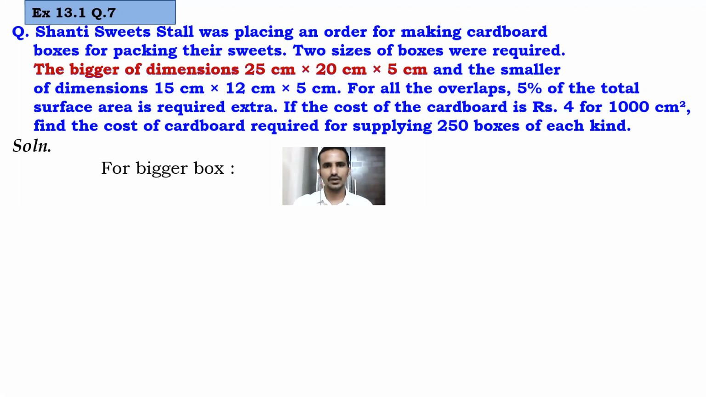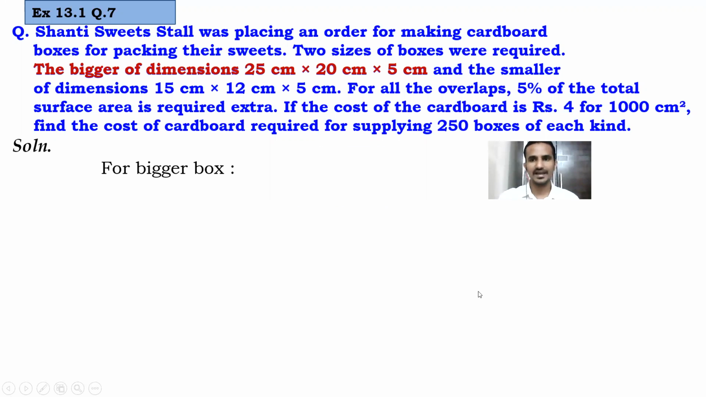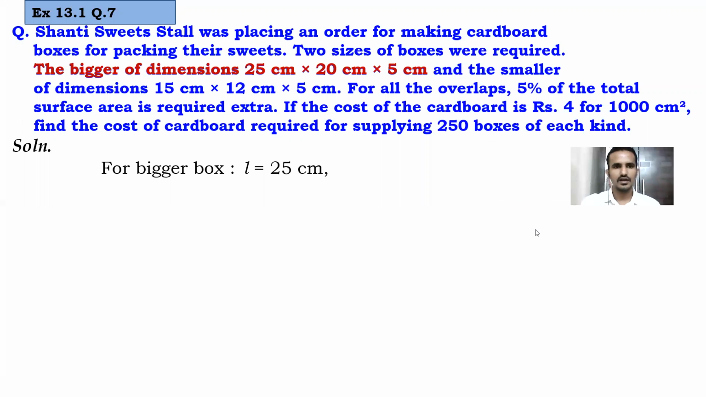So let us first write down the dimensions because there are two types of boxes here. One is the bigger and other one is the smaller. So we'll have two different dimensions. So first, for the bigger box, L is equal to 25 centimeter, B equal to 20 centimeter and H is 5 centimeter. So L is 25 centimeter, the length; B is 20, the breadth; and H is equal to 5 centimeter, the height. This is for the first box.